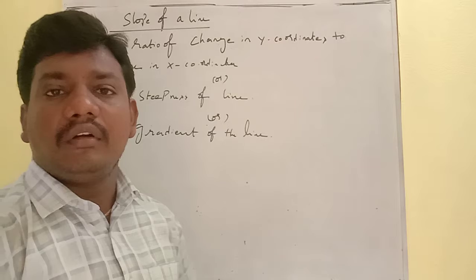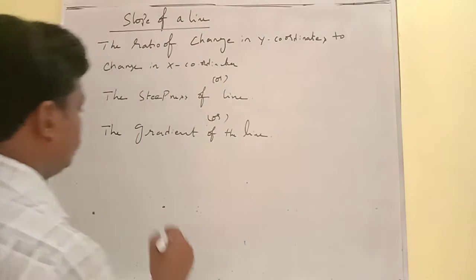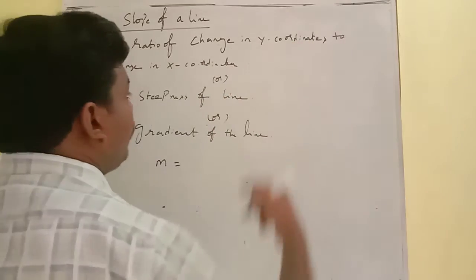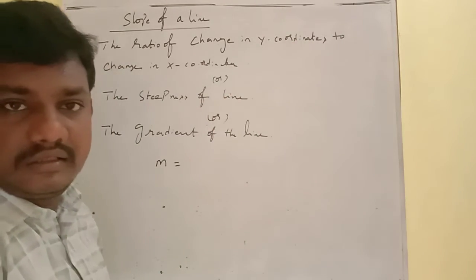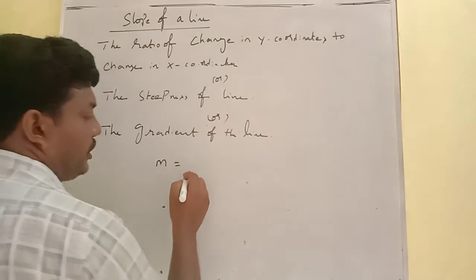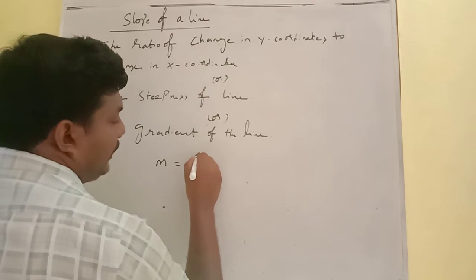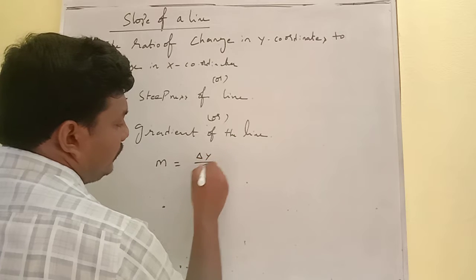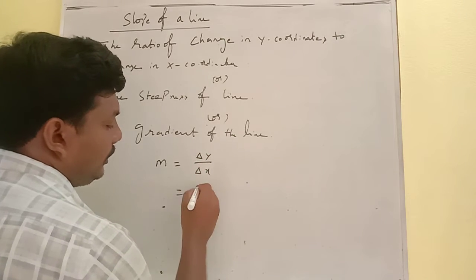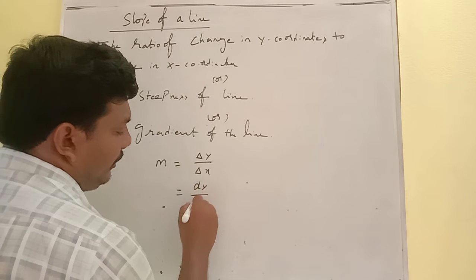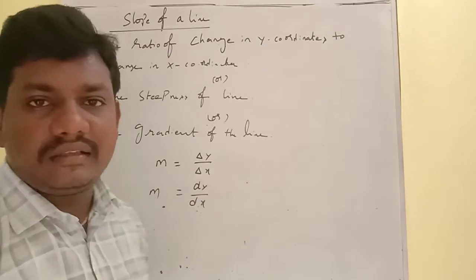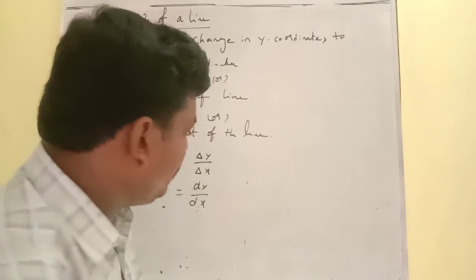Slope can be represented with the letter m. So m is equal to change in y coordinates to change in x coordinates. That is the difference of y coordinates to the difference of x coordinates. What is change? You can take it as delta y by delta x. In earlier classes, it was taken as dy by dx. Slope m can be represented as dy by dx. dy is nothing but change.